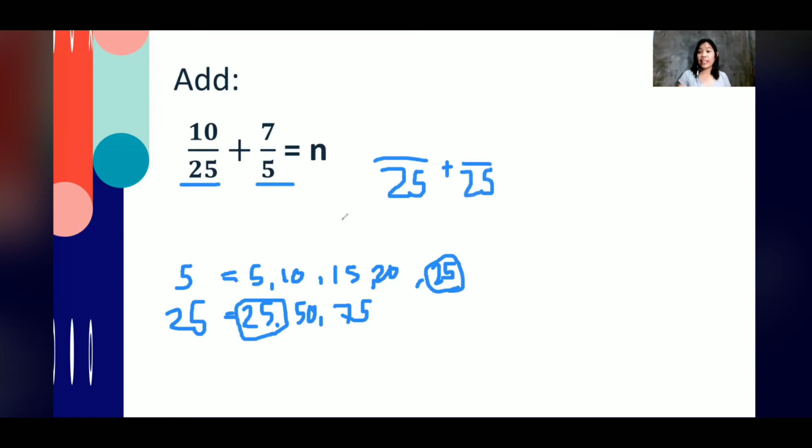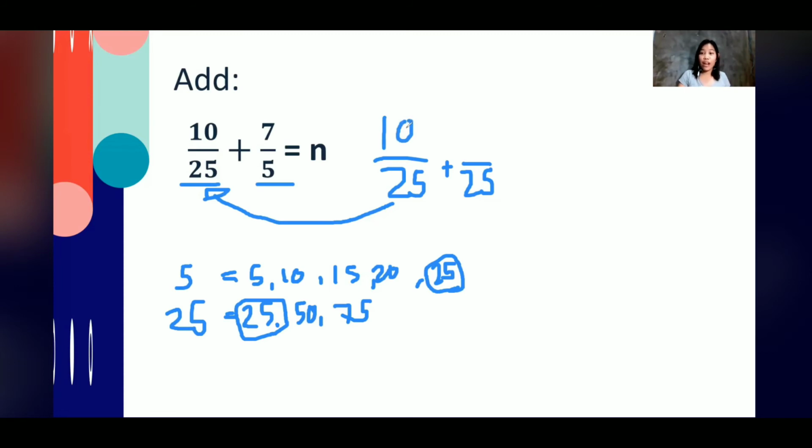So let us now get the numerator. How are we going to get it? Divide the least common denominator by the denominator of our fractions. So 25 divided by 25 is 1. Any number that you divide by itself is equal to 1. So 1 times 10 is 10.